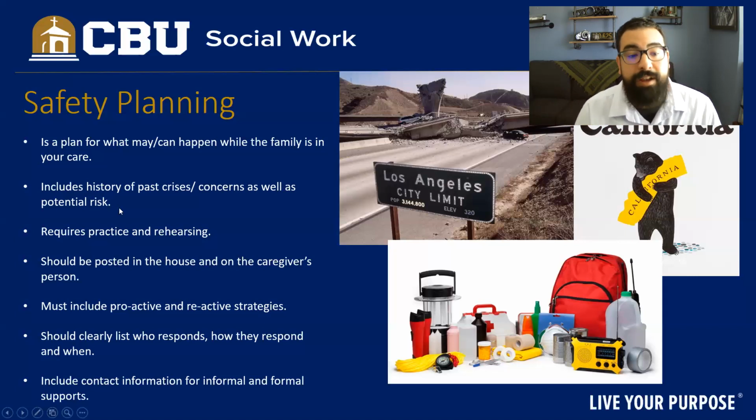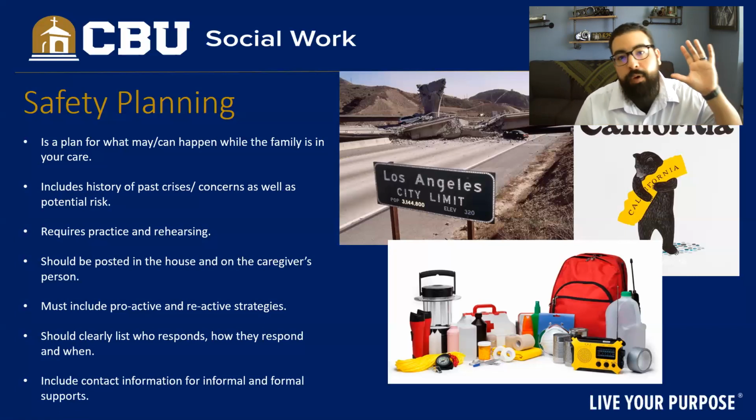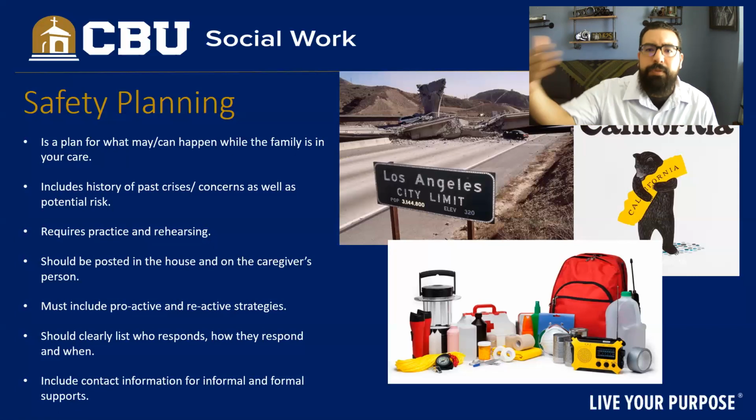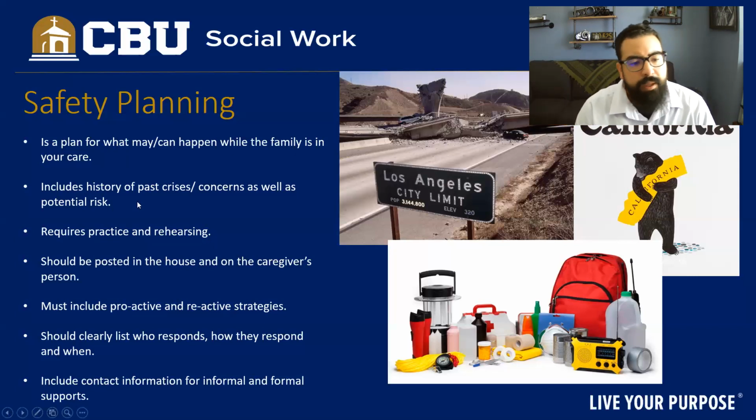It includes a history of past crises, concerns, as well as potential risks. So you've got to think backwards in terms of what has happened in the past that may jeopardize the safety of the individual or individuals I'm working with, and what are the potential risks that may pose themselves in the future? It requires practicing and rehearsing. So folks, this is some of the fun stuff that I've been able to do with RAP: when we build a safety plan, I will literally sketch out scenarios. We will role play the safety plan together.